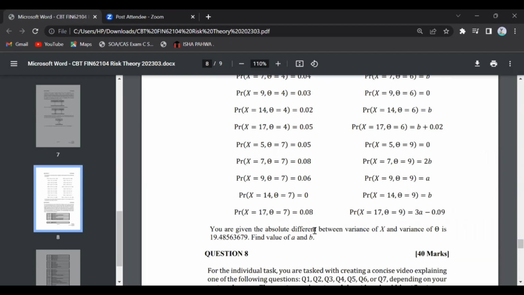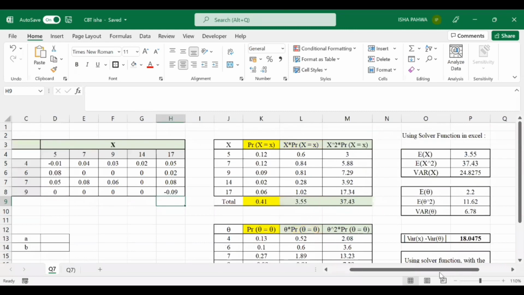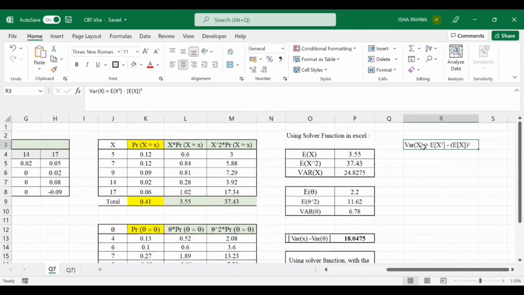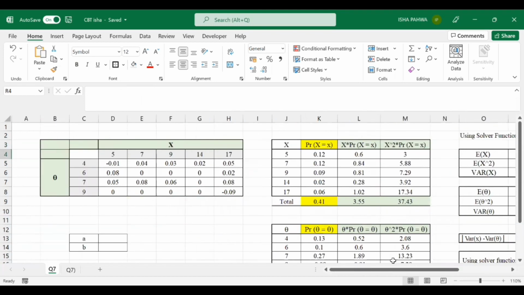There is also information given to us here which will be useful for us to find the equation. In order to find the variance of X and variance of theta, this is the formula to find the variance of X, which is the expected value of X squared minus the expected value of X, whole squared. To work on this formula, we will first find the value of expected X.